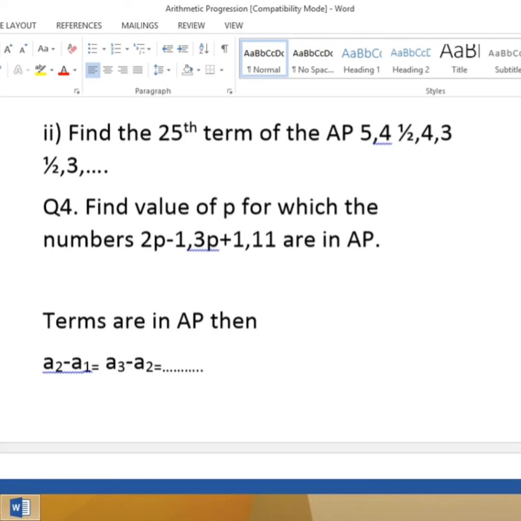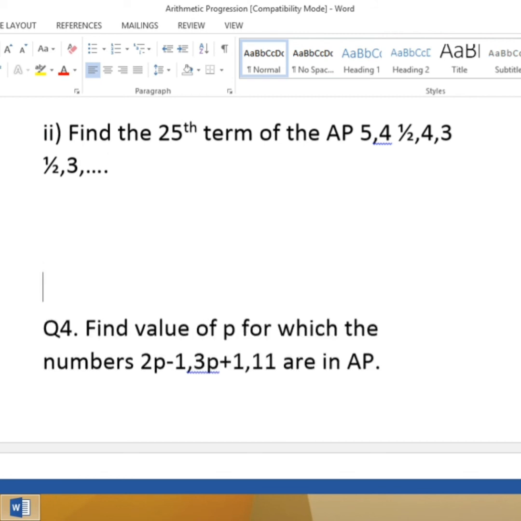Next part of the question is find the 25th term of the arithmetic progression 5, 4 1 by 2, 4, 3 1 by 2, 3. It goes on. The first term is 5. Difference is 4 1 by 2 minus 5. That's exactly 4.5 minus 5. The remaining is half. You can do LCM and check also, convert into improper and then take LCM. Either way it's correct. It's going to be just minus half, because 5 is greater than 4 1 by 2.